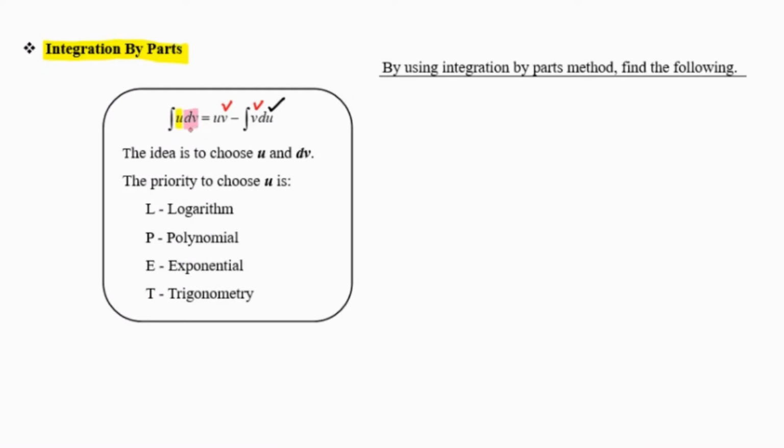Then you can start the differentiation to find du and the integration to find dv. Lastly, we only integrate this part, the integral of v du. So therefore, you can see that from the question, you can separate it into two parts and only integrate this part. We call this technique integration by parts.